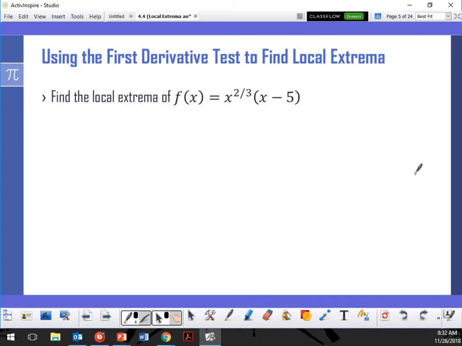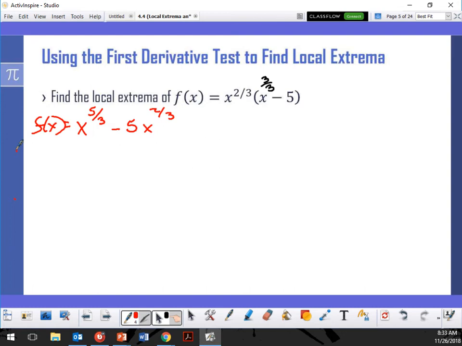Okay. All right, find the local extrema of this. So what rule is that? It's the product rule, but I could also distribute this, can't I? Because there is no exponent on that second part, I could distribute it. This is going to be 3 over 3. So when I multiply that, what do I do with my exponents? Add them, right? So it's going to give me x to the 5/3 minus 5x to the 2/3. And this is my f of x. So this is before I even did the derivative, right? It's going to make it a whole lot easier.